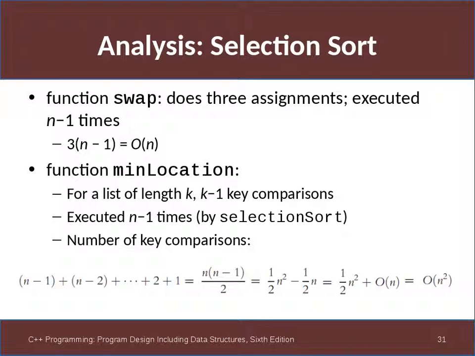All right. Function swap, just 3 assignments, executed N minus 1 times, so it's O of N. And let's see, find min location. Wow, they're just throwing up functions here. So find the min location, aka that operation we did each time to find the minimum value. It does key minus 1 comparisons, executed N minus 1 times, so aka it's N squared.